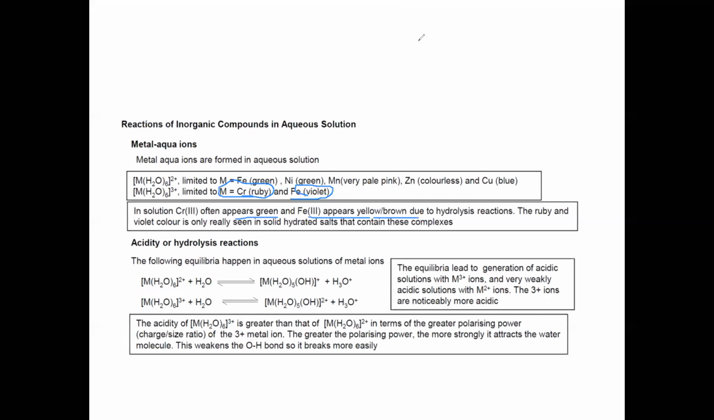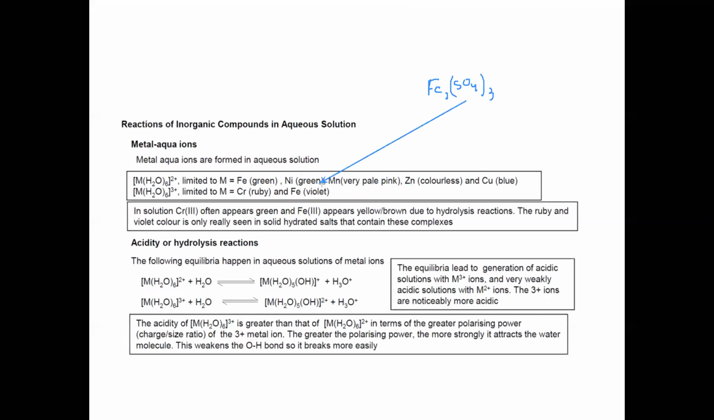So for example, if I have iron 3 sulfate, so Fe with oxidation number +3 and sulfate -2, this is iron 3 sulfate. So what will be the appearance of this iron 3 sulfate when it is solid?